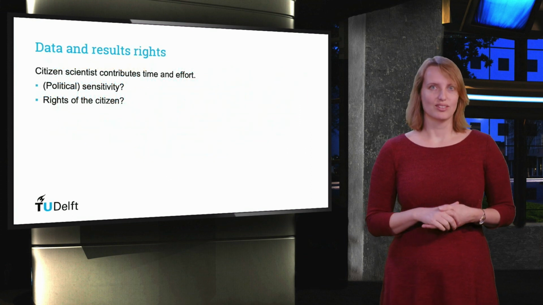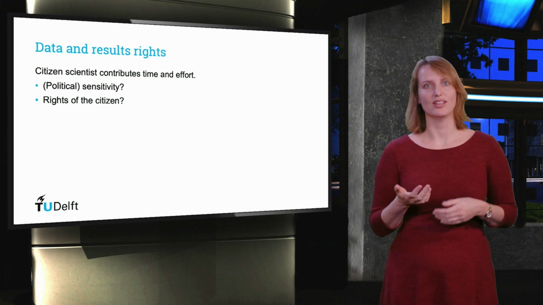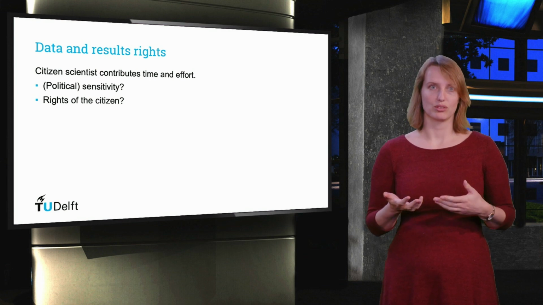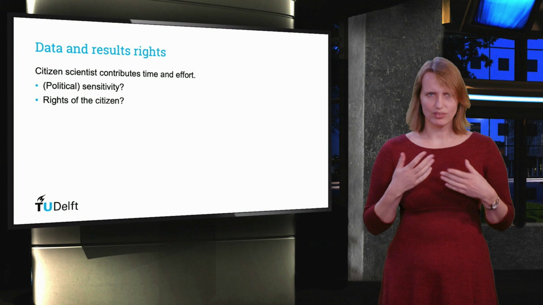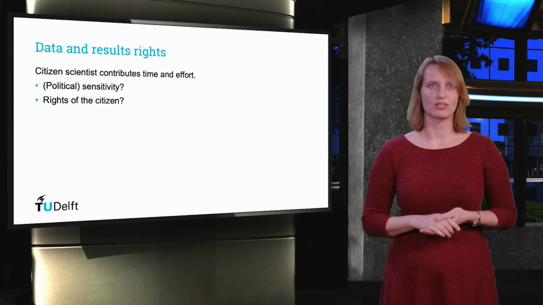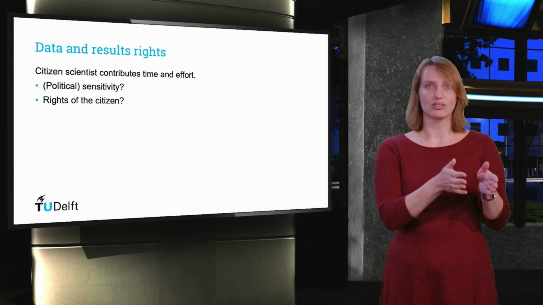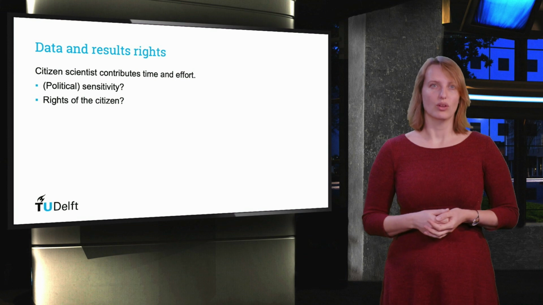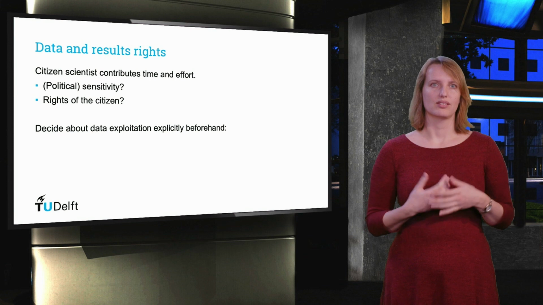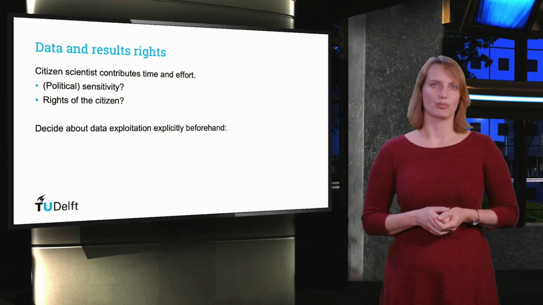The citizen scientist may have rights, such as intellectual property rights on the data he or she processed or collected. And what about the final resulting outcomes? Will you be able to share everything? Make sure you settle issues concerning possible rights on the data to be collected and or processed at a very early stage of your research project, also to manage the expectations of the citizen scientists. Decide about data exploitation explicitly and answer the following questions together.